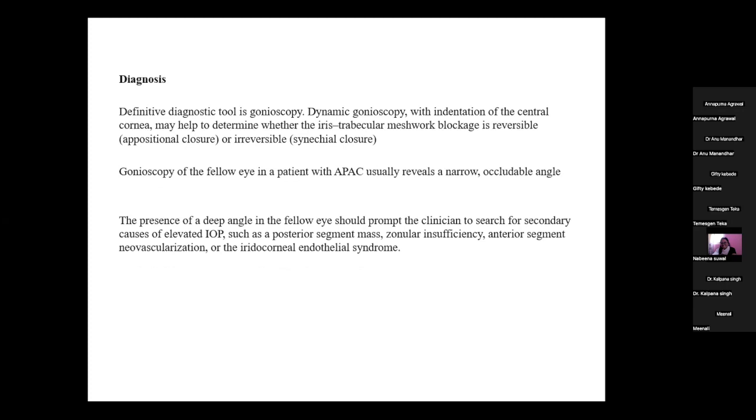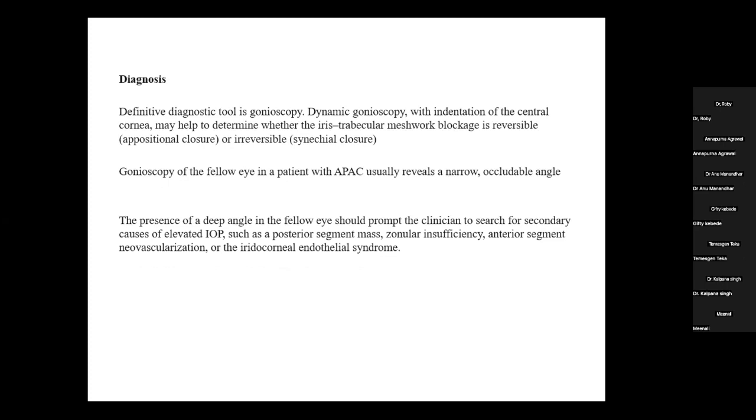Definitive diagnosis is done by gonioscopy. We can do dynamic gonioscopy with indentation of the central cornea that will help you reverse the iris trabecular meshwork blockage.